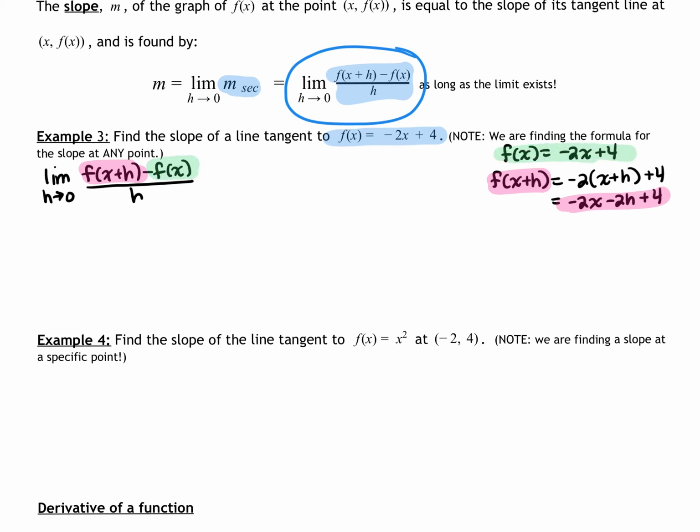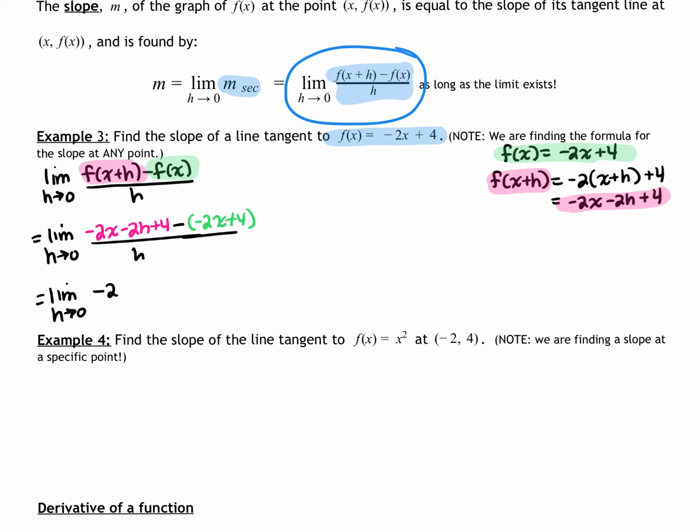Okay? And I think that makes it a little bit easier to understand what goes where. So really what we have here is the limit as h approaches 0 of f of x plus h, which is negative 2x minus 2h plus 4, minus f of x, which is negative 2x plus 4. And then we have this expression that we can go ahead and simplify based on our algebra skills. And this part isn't really difficult necessarily.